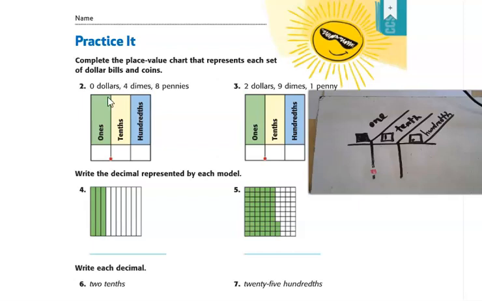Complete the place value chart that represents each set of dollar bills and coins. So we have $0, we have 4 dimes, we have 1 penny. So that's how that would look in coins. And if I need to fill in my number chart, I'm going to have 0 ones, 4 tenths, and 1 hundredth. So that will be written like that.